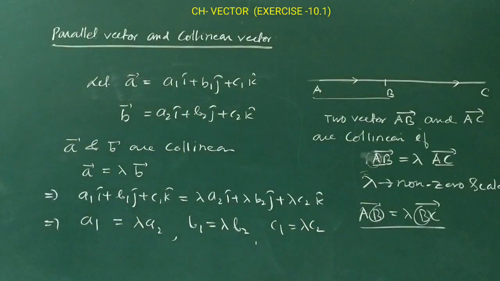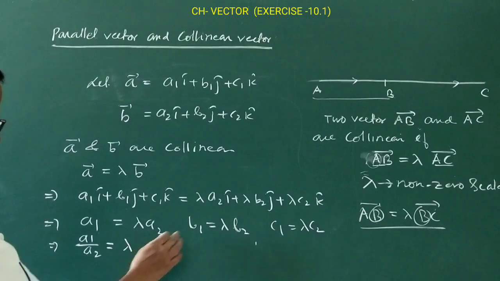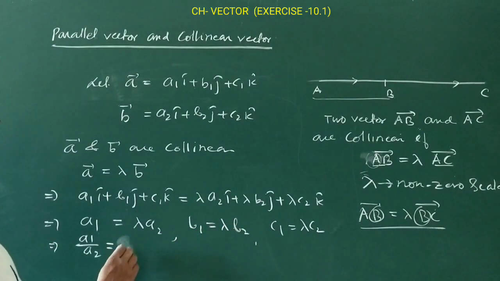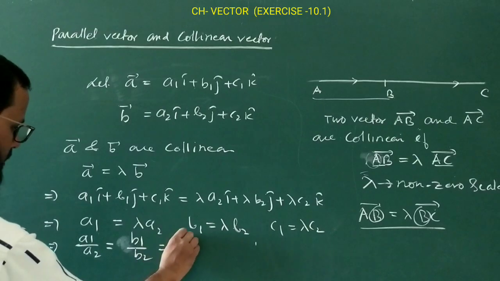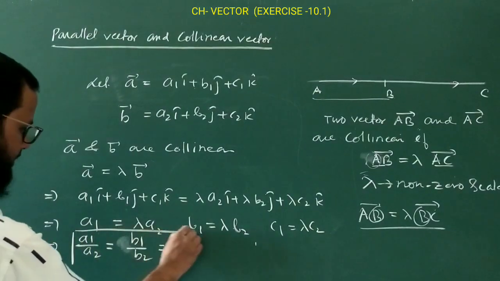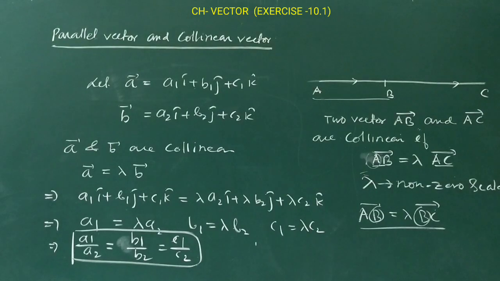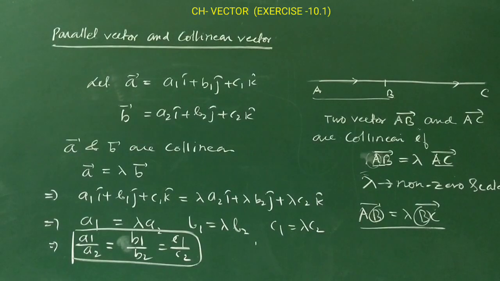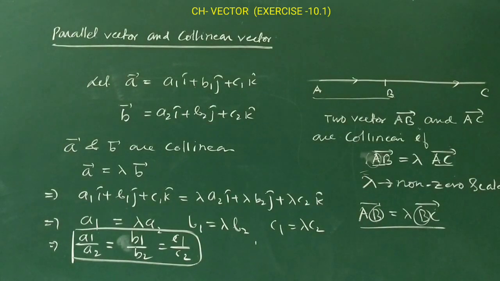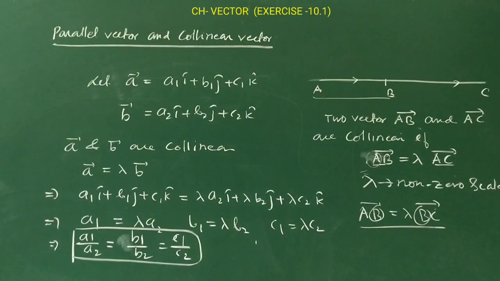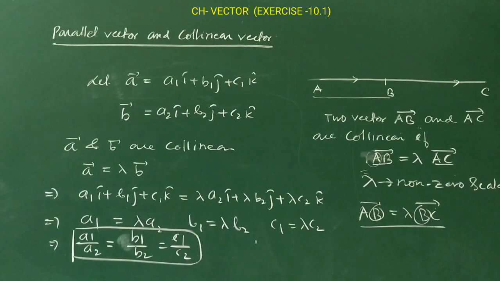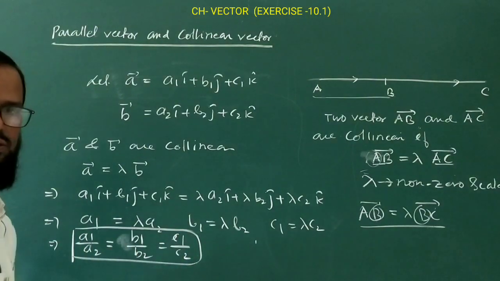From here you can write A1 by A2 equal to lambda, B1 by B2 equal to lambda, C1 by C2 equal to lambda. So finally you can write A1 by A2 equal to B1 by B2 equal to C1 by C2. This is the condition that two vectors are collinear. This result is very important. When their corresponding components are in ratio, then you can say that two vectors are collinear.